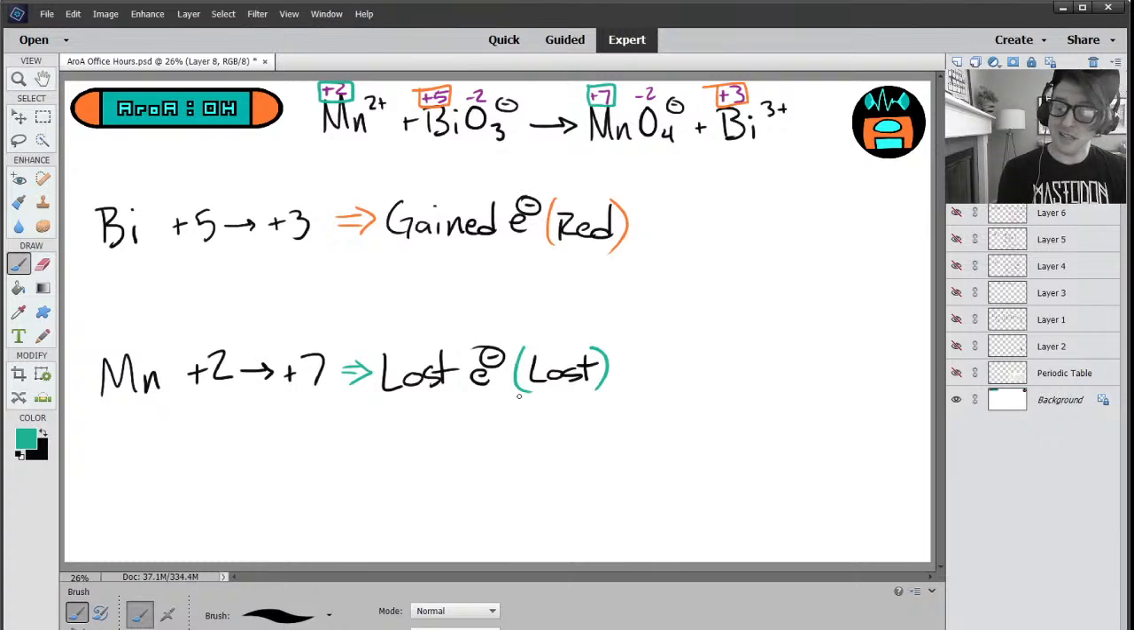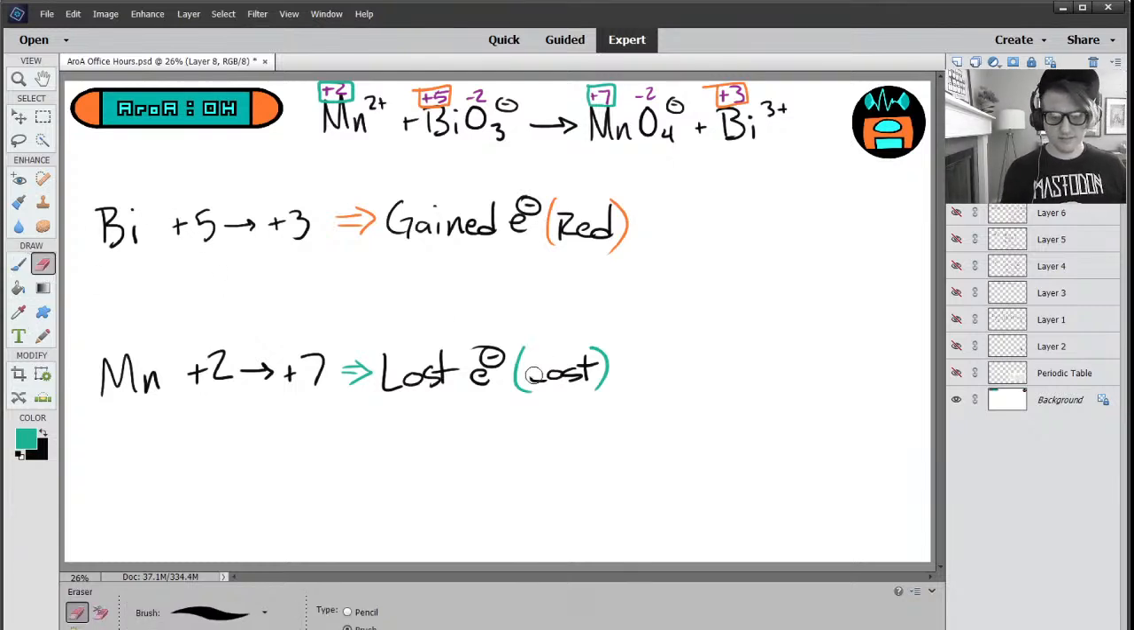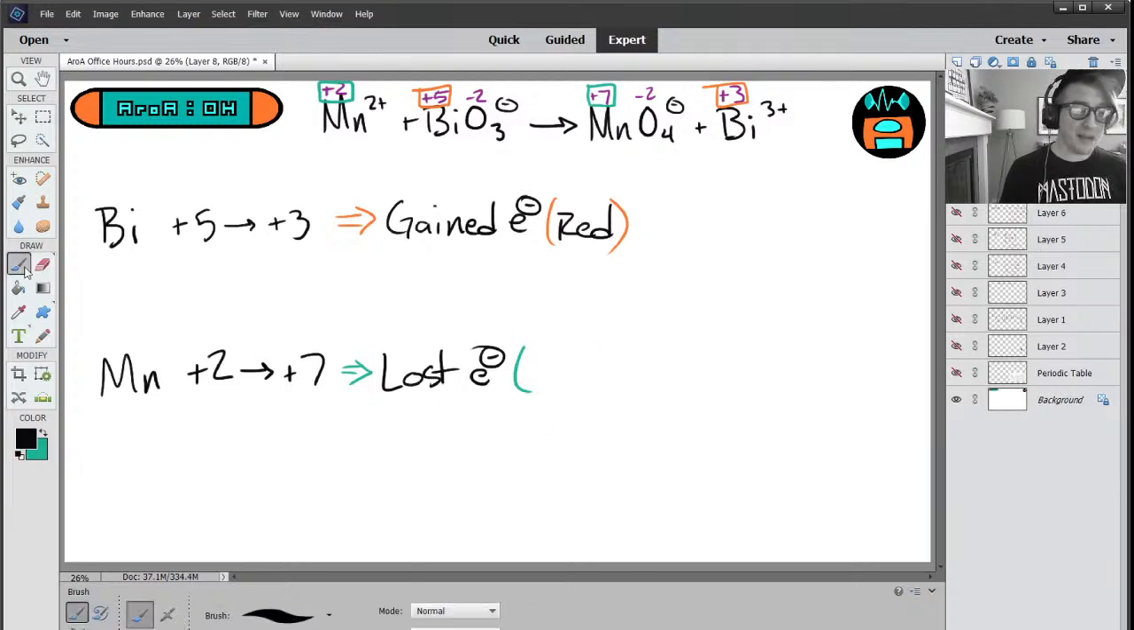And because it's lost electrons, that means, I just put lost in parentheses. Because it's lost electrons, that means it has been oxidized. There we go. So manganese has been oxidized, bismuth has been reduced. Now here's the question.